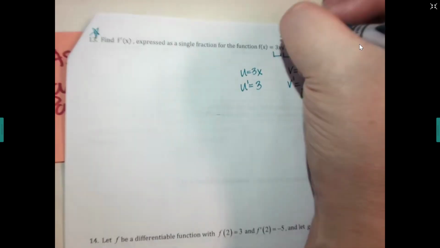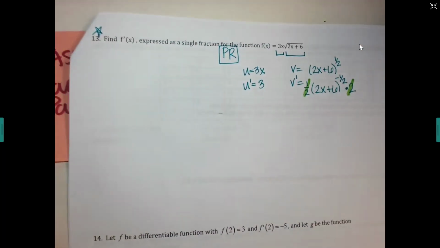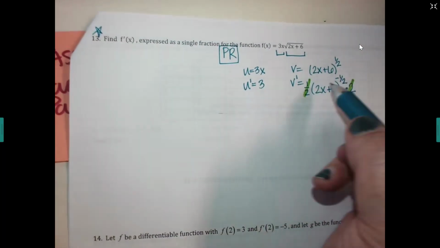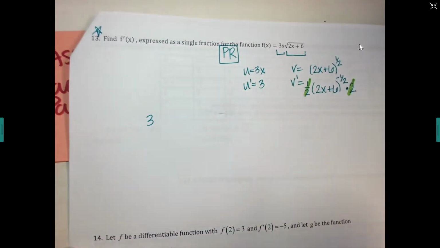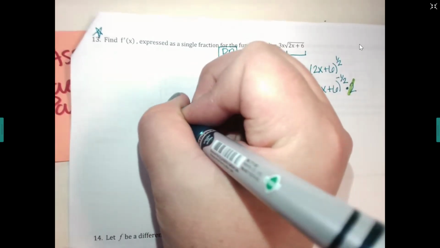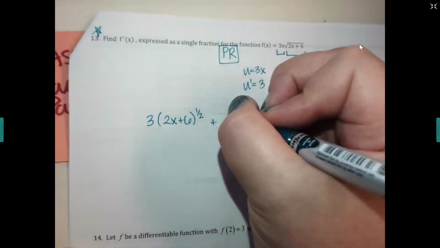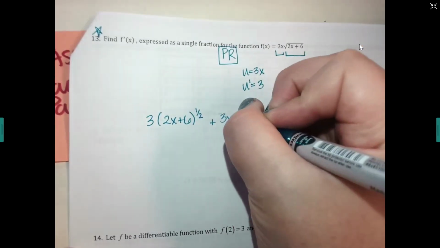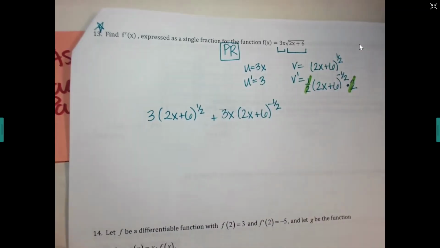Okay, then let's write our derivative. So this is a product. It's going to be this plus this. Order doesn't matter, just make sure you catch both of them. So it's a 2x plus 6 to the half plus a 3x times 2x plus 6 to the minus a half.